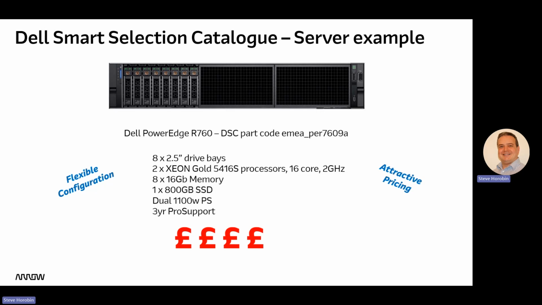So here we have the 8-bay system, the R760. The DSC part code is there as well. That's the Dell Solution Configurator. We have a code of EMEA_PER760-9A. Now, included in this base configuration is 9 drive bays, 2 Xeon Gold 5416S processors, each processor with 16 cores running at 2 gigahertz. There's 8 times 16 gig memory DIMMs, giving us 128 gig of memory. So a good amount of memory for a server running solutions these days.